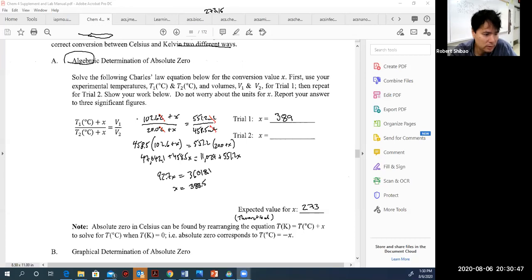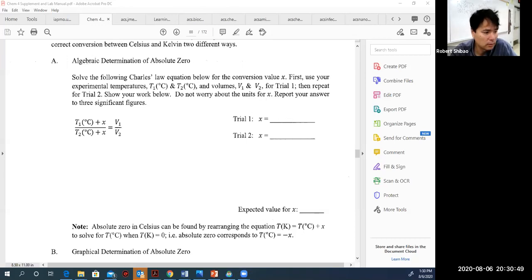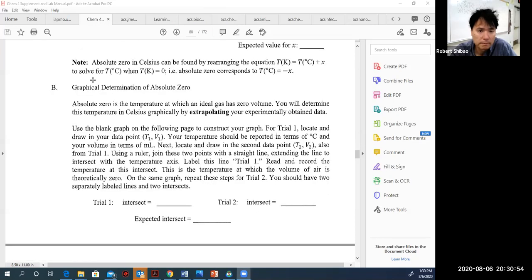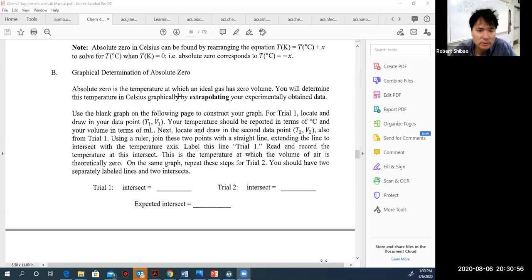It's recording still, fortunately. Graphical determination of absolute zero. Absolute zero is the temperature at which an ideal gas has zero volume. You will determine this temperature in Celsius graphically by extrapolating your experimentally obtained data. Use the blank graph on the following page to construct a graph. For trial one, locate and draw in your data points, T1, V1. Your temperature should be reported in degrees Celsius and your volume in milliliters.